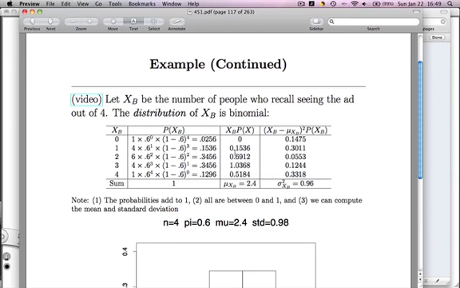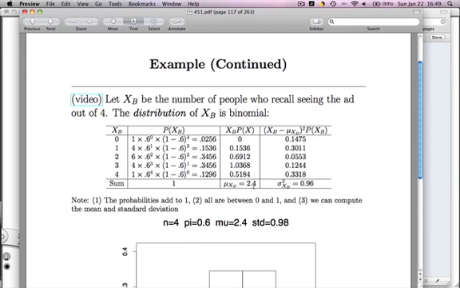If you add these up, you will find that they do indeed equal 1. Then if we want to find the mean, we multiply across. So 0 times 0.0256 is 0, and so forth. The mean of this is 2.4. Now let's just think about what that means. On average, we would expect 2.4 yeses if we call up 4 people and ask them if they recall seeing this ad.